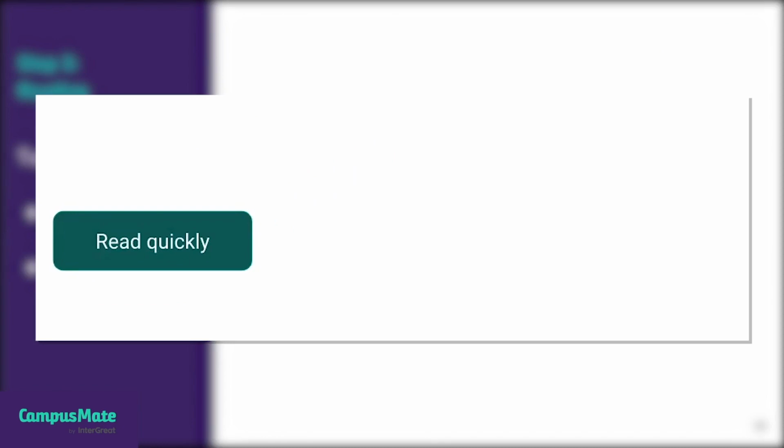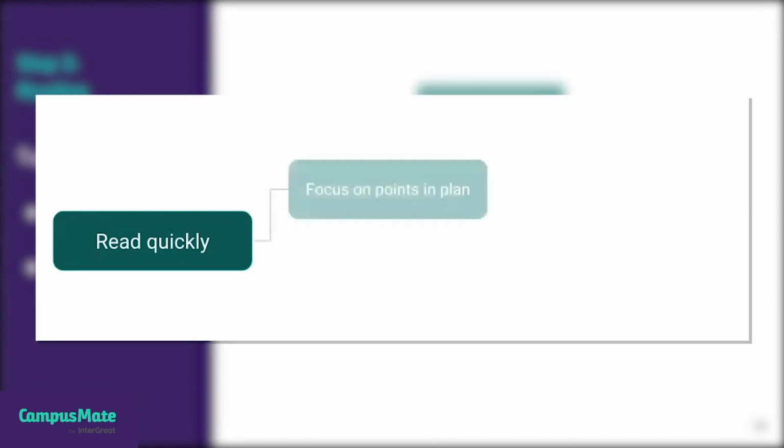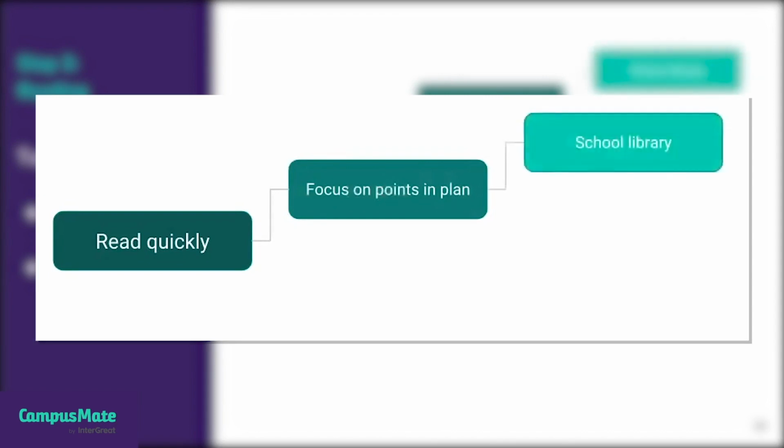Focus your wide reading on articles you think will help support the points in your plan. As you read, also look for new points that you can make. Use your school's library to find relevant literature. Once you're in the UK, you'll also have access to Google Scholar. This is a database of articles that you can search using keywords.